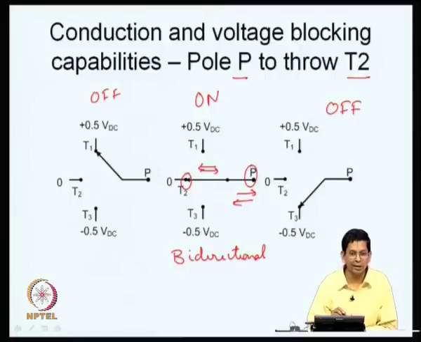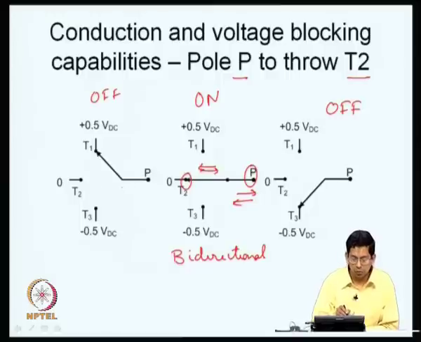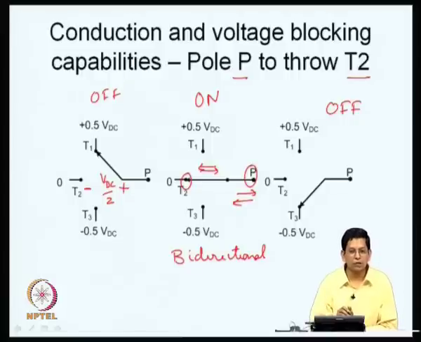Let us look at it a little carefully. It is off here, P is connected to T1. Therefore, P is positive and T2 is negative with respect to P. What is the potential that comes between the two? P is plus 0.5 VDC and T2 is 0. So, the potential difference is 0.5 VDC or VDC by 2. The potential difference is only VDC by 2 and not VDC, as P is positive with respect to T2.